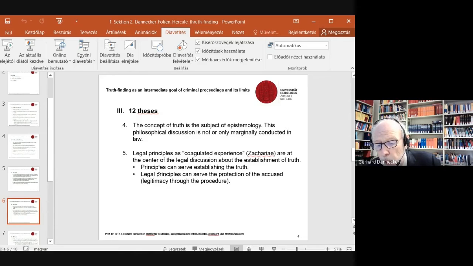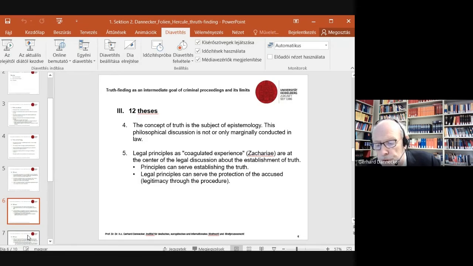However, there are also legal principles not serving to establish the truth, but even making it more difficult, such as the right not to testify, the right to refuse to give evidence, the prohibition of torture, etc. These principles are indispensable in order to achieve a procedurally legitimized result in the process.